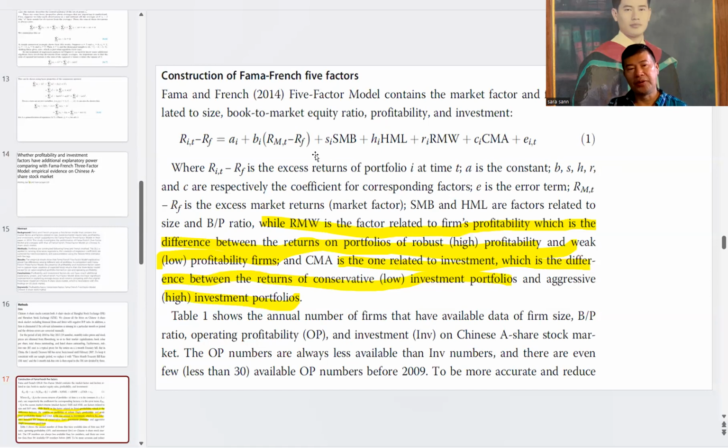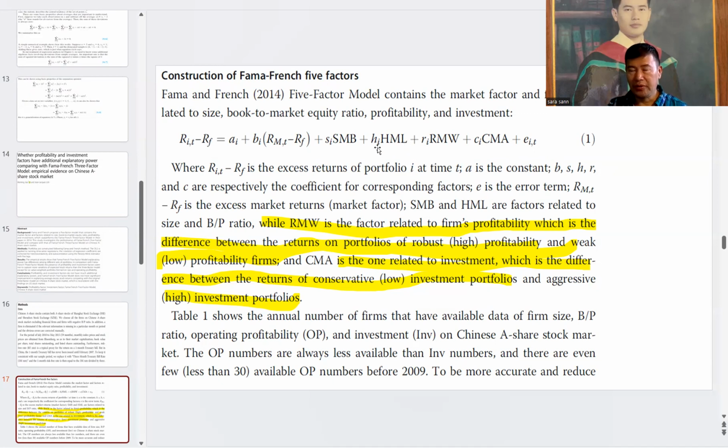From the 3-factor model, we have only the market factor, size factor, and book-to-market factor. But now we add the operating profitability factor and the investment factor, two more. It becomes a 5-factor model now. All 5 factors have effects on the left-hand side, the excess return, or not, depending on the statistical result.